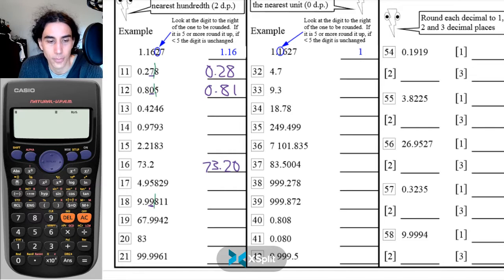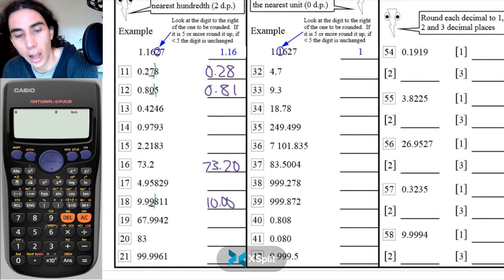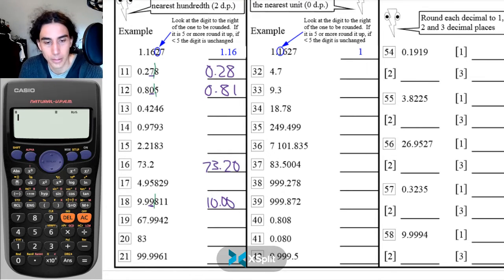9.998. So we're rounding up, but we've got nowhere left to go. So the 9.99, we have to go up to 10. So you end up with 10.00. You just have to push up, up, up. You have to add 1.